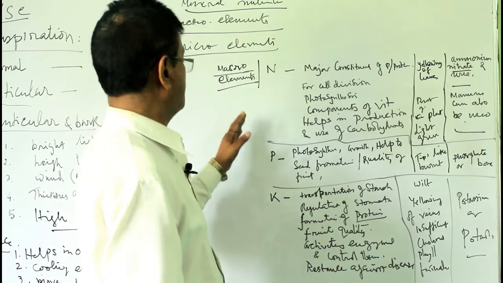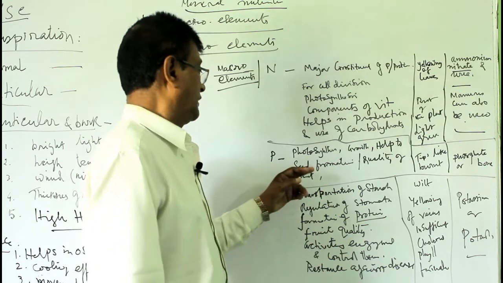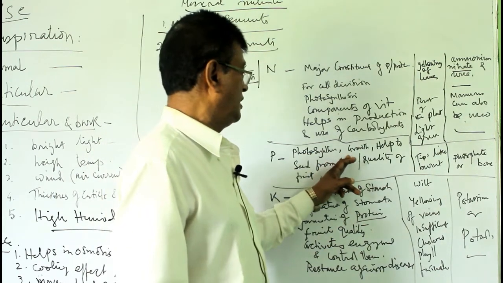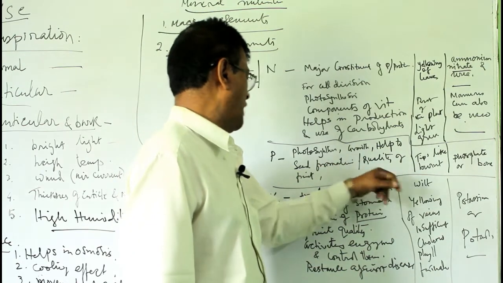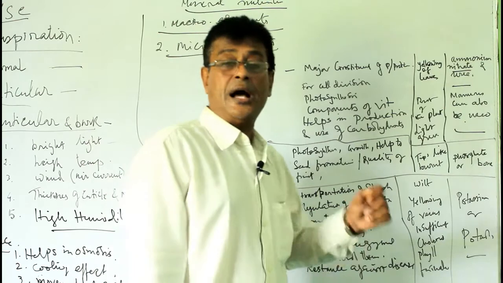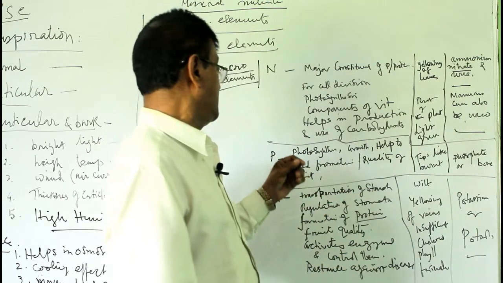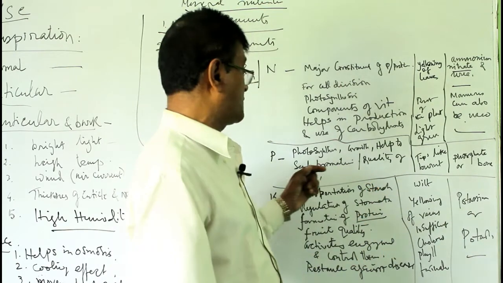We come to the second macronutrient, which is known as phosphorus. It helps in photosynthesis and growth, and helps in seed formation and the quality of the fruit that develops, and there are so many other importances also. What will we see if there is no phosphorus?